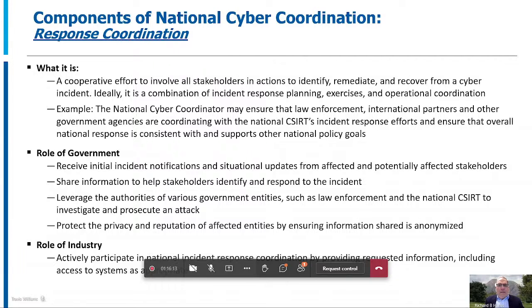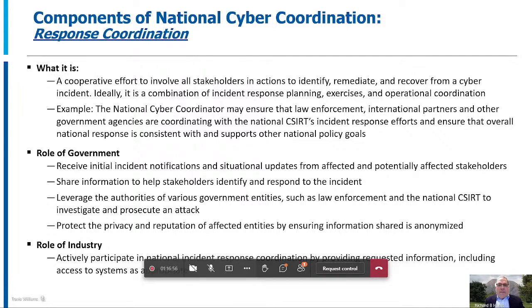So here's an example. The National Cyber Coordinator may ensure that law enforcement, international partners, and other government agencies are coordinating with response entities like CSERTs or other designated response entities, to ensure that the overall national response is consistent and supports other national policy goals. This is important because, as Cynthia pointed out, the national coordination activity is really at the strategic level, whereas many of the activities of incident management entities are at what we call the operational level.